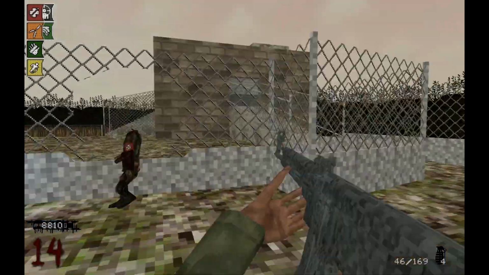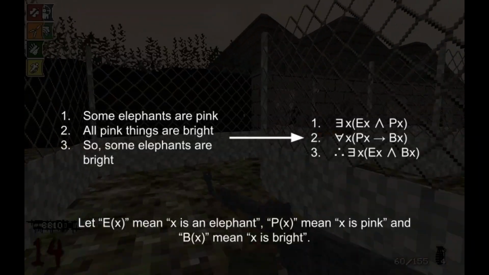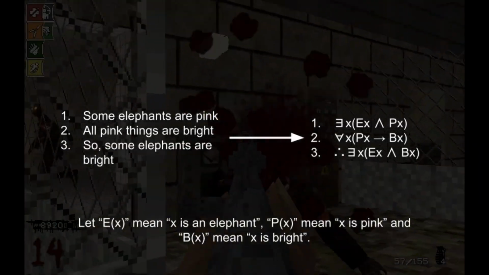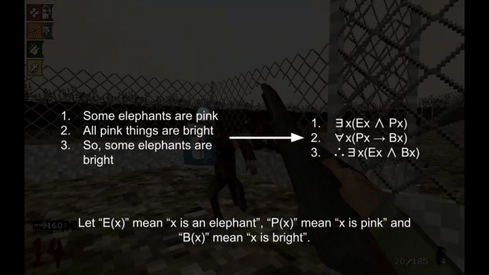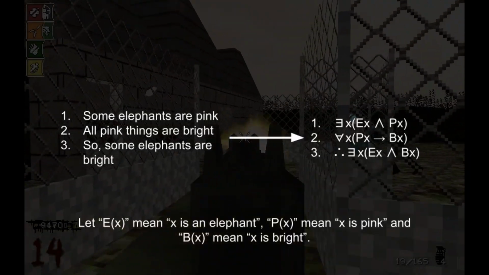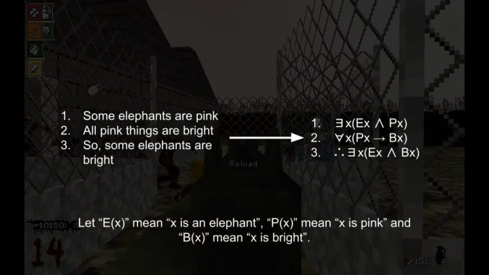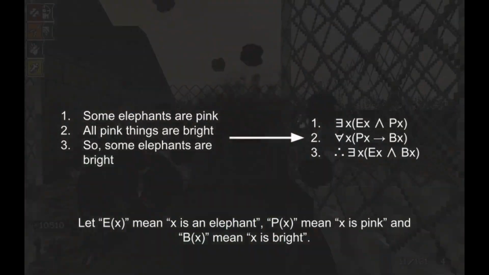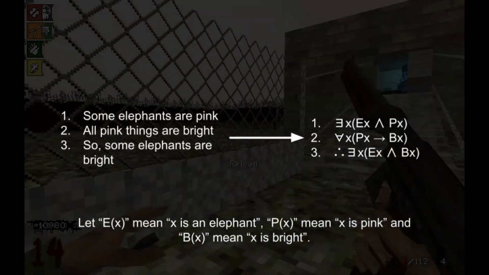Now let's move into a different argument. So let's say some elephants are pink. All pink things are bright. So some elephants are bright. Now we can translate this by first defining our variables. So let's let E refer to elephant. So if you're saying E is predicated to x, you just mean x is an elephant. Likewise, P means pink, so x is P just means x is pink, and x is B means x is bright.